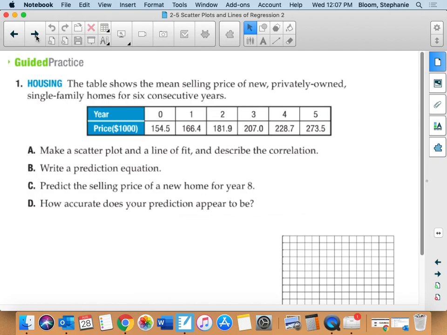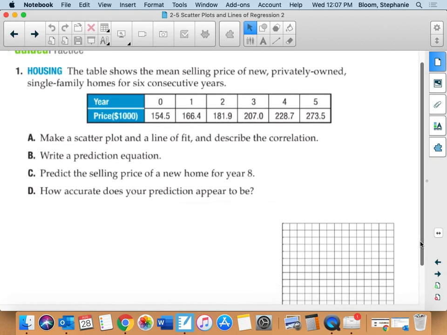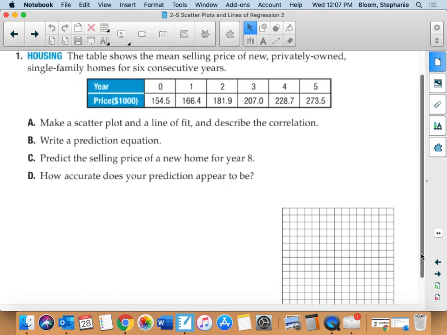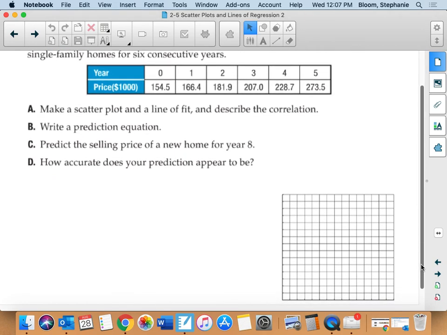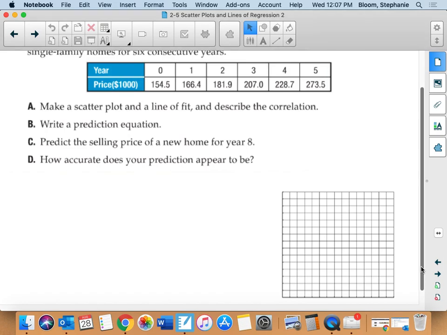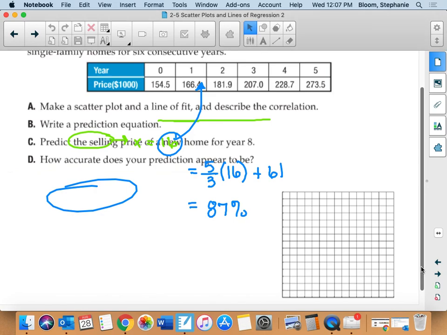All right, here's the last one. We're going to do this whole thing together. It says the table shows the mean selling price of new privately owned single-family homes for 6 consecutive years. So here's that table. We're going to make a scatter plot and a line of fit and describe the correlation.